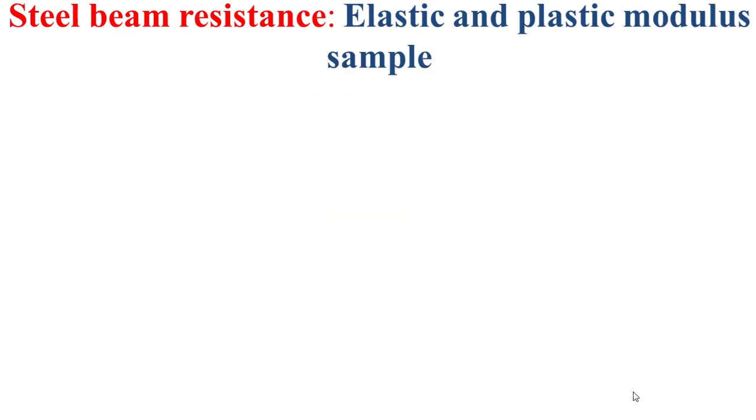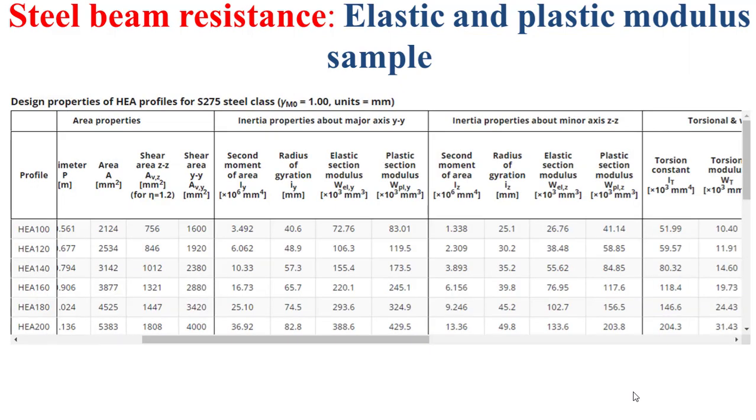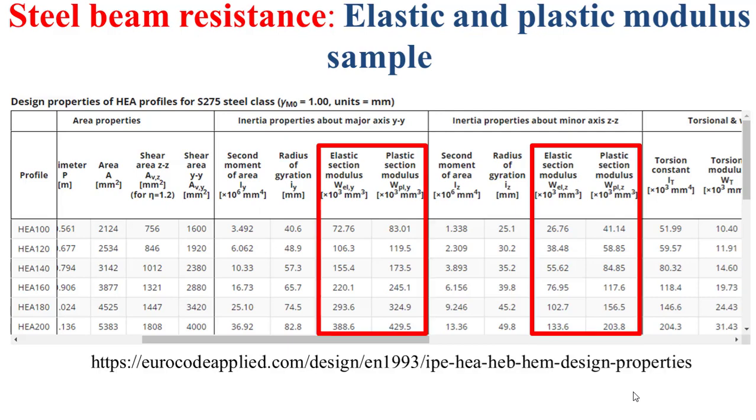This is how we can determine the cross-sectional bending moment resistance for the different classes of cross-section. It's to note that the elastic and plastic modulus of steel beam cross-sections can be found in any table presenting the design properties of steel profiles, like the one that you see now in this slide. This table presents the design properties of HEA profiles, and as you can notice, we have the elastic and plastic section modulus about major axis and minor axis of the cross section.